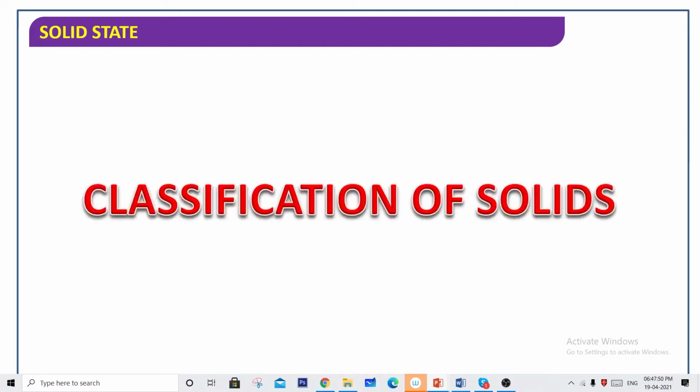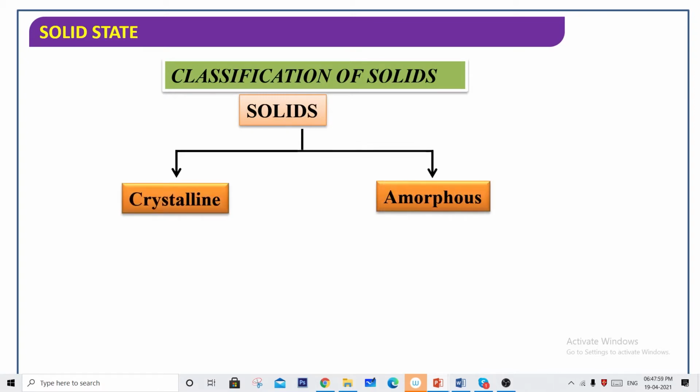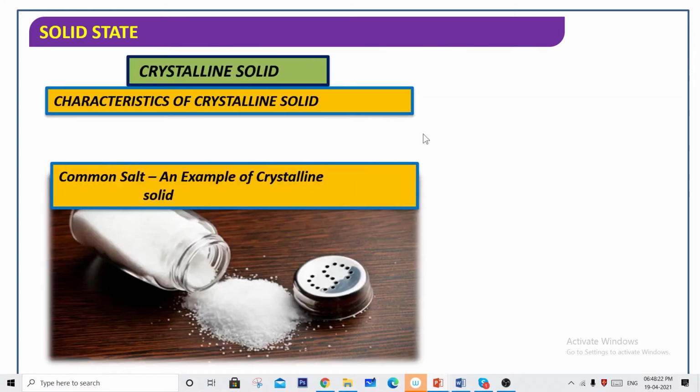Now let us discuss the classification of solids. We can classify these as crystalline and amorphous. Now, for the crystalline solid, let me first give you an example. We have all the ionic compounds, like common salt or any other ionic compound. They are crystalline solids.